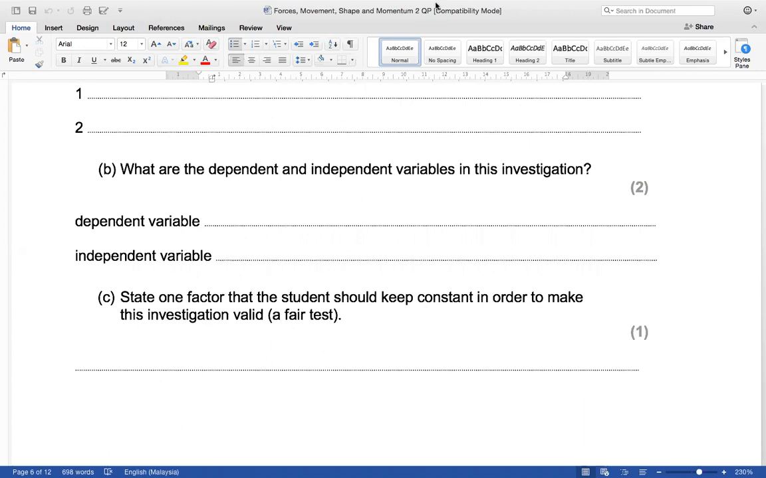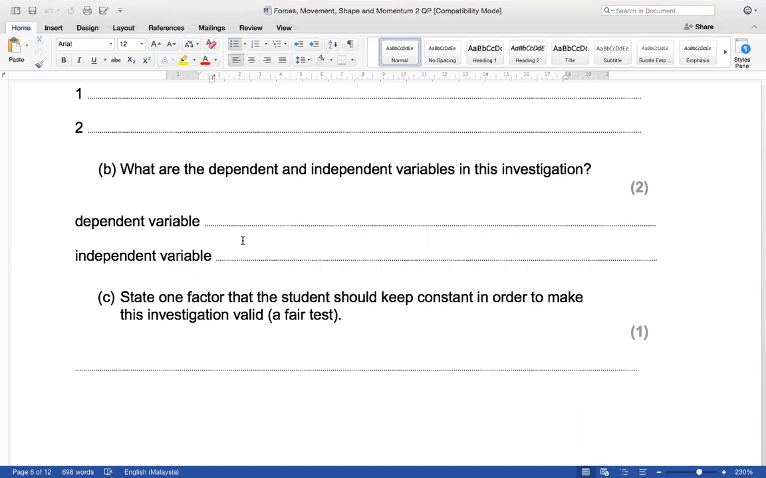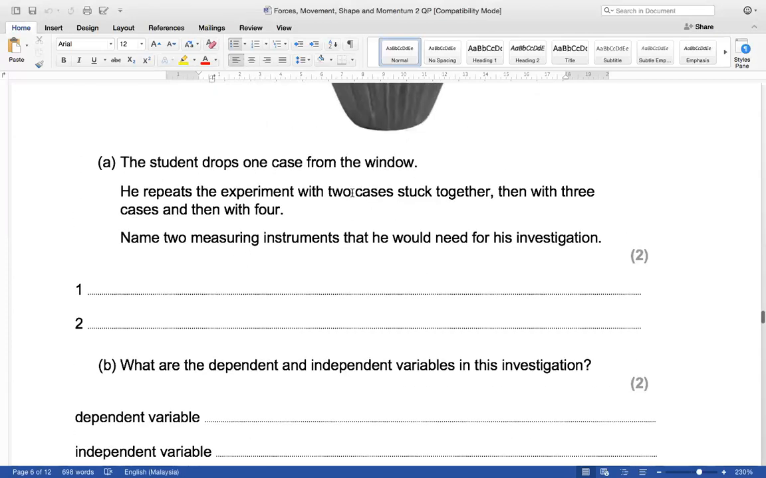Okay, what are the dependent and independent variables in this investigation? Independent first. So independent is what is constantly changing. What is changed in this experiment? First is 1 case and then 2 cases. So what is changing? Independent is, yeah. So I thought it's dependent.